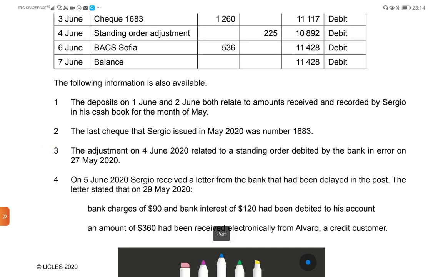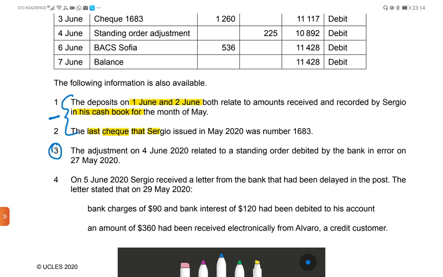The first one, the deposits on 1st June and 2nd June both relate to amounts received and recorded by Sergio in his cash book, but in the bank statement they are not done. Second, the last cheque. This also is done in the cash book but not in the bank. It means cheque issued but not presented. Unpresented cheque. So you know what we do with unpresented cheque? Unpresented cheque we will be deducting. So minus.